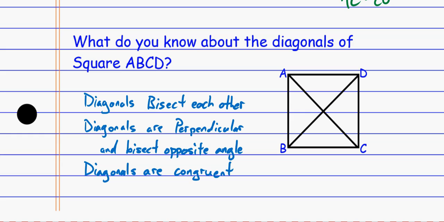The square is a parallelogram. The square is a rhombus. The square is a rectangle. It gets all of the properties because it has all of the pieces of all of their definitions. Okay?